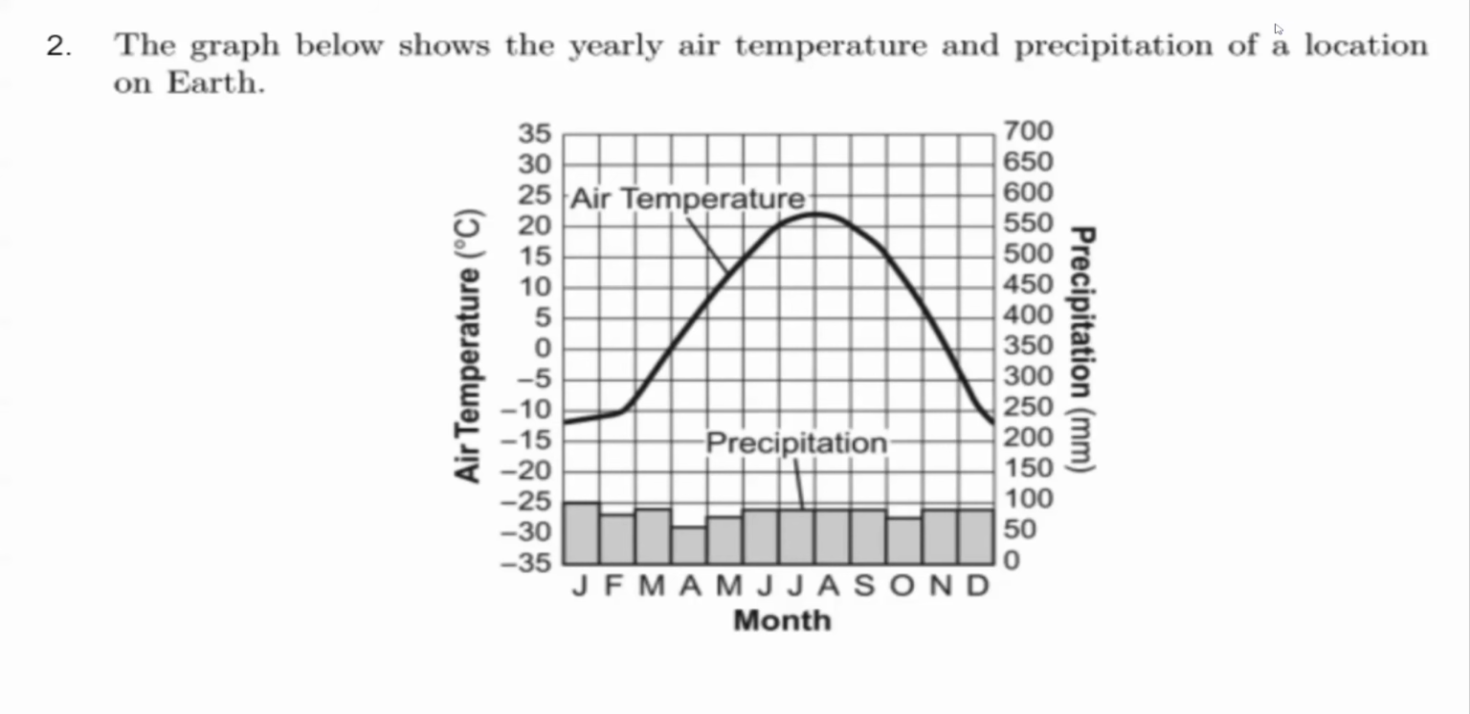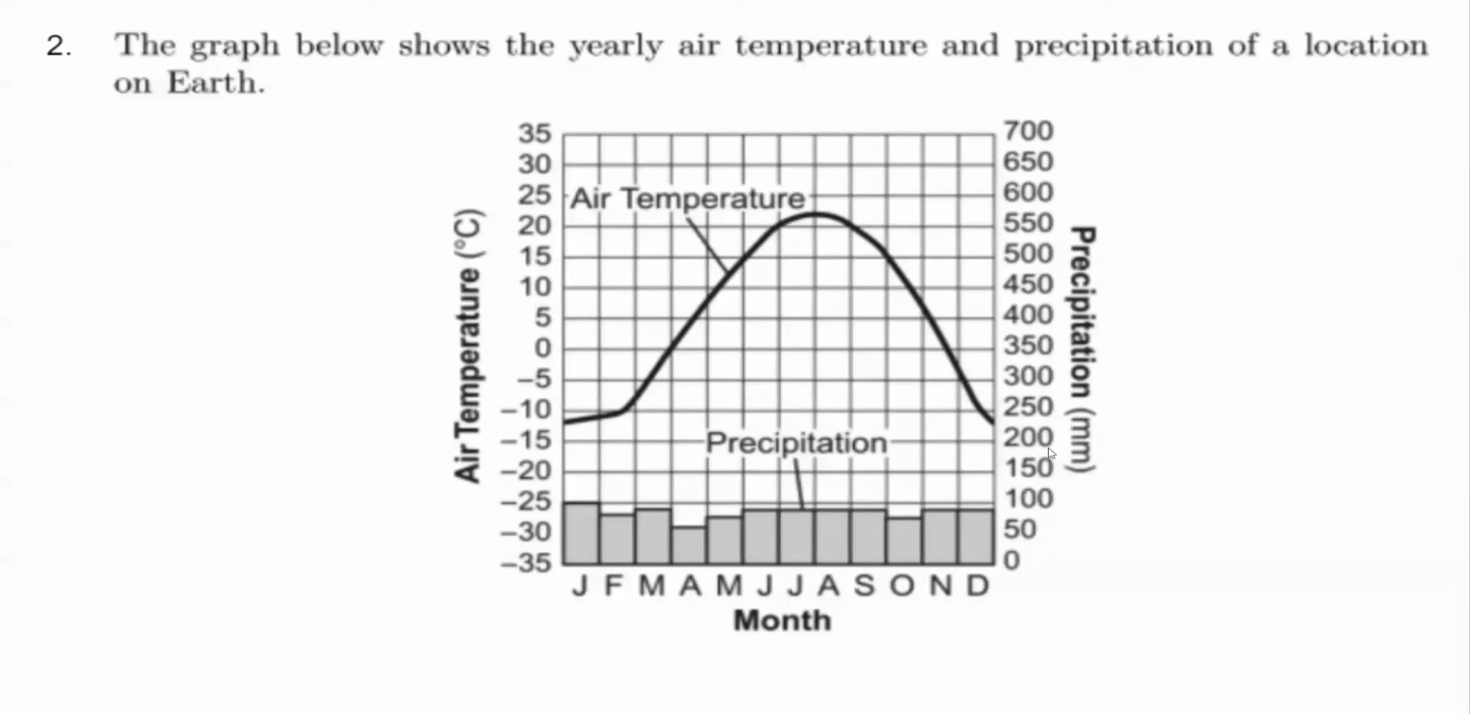Hey guys, so we're going to continue with question number 2 on identifying multiple variables and their correlation. The graph below shows the yearly air temperature and precipitation of a location on Earth. And before I even look at the questions, I should observe what variables I'm seeing in the graph before I'm answering any questions about their relationship or anything like that.